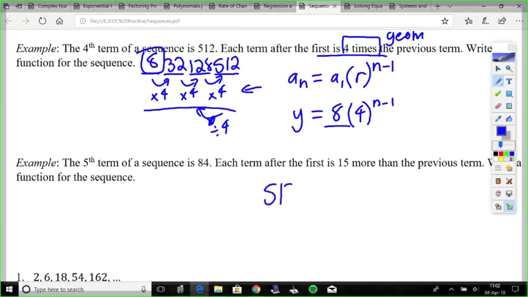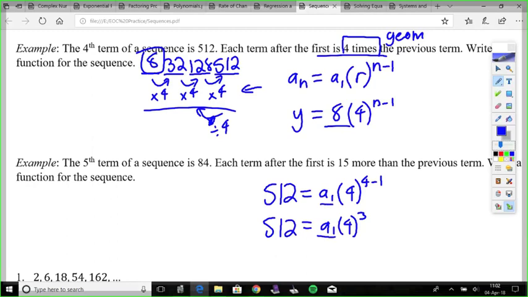So I know 512 equals, I don't know what the first term is yet, remember, but I know it's 4, and then n, since 512 is the 4th term, n would be 4, right? So if I use that information, I have this equation, 4 to the 3rd power. 512 equals A1, because I'm still trying to figure out what the first term is. I don't know what that is.